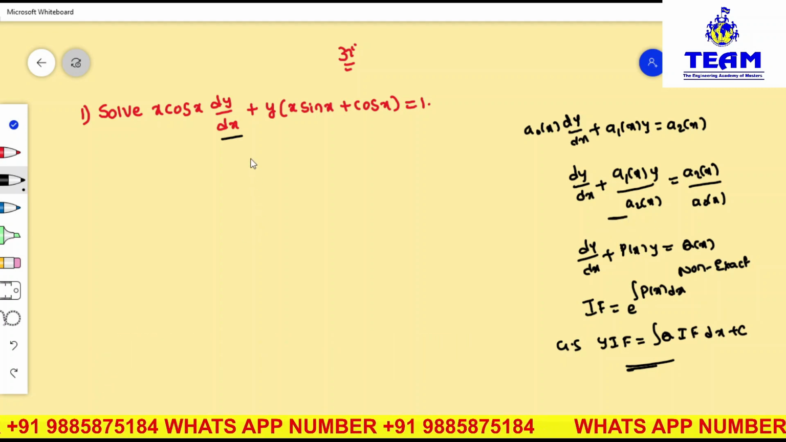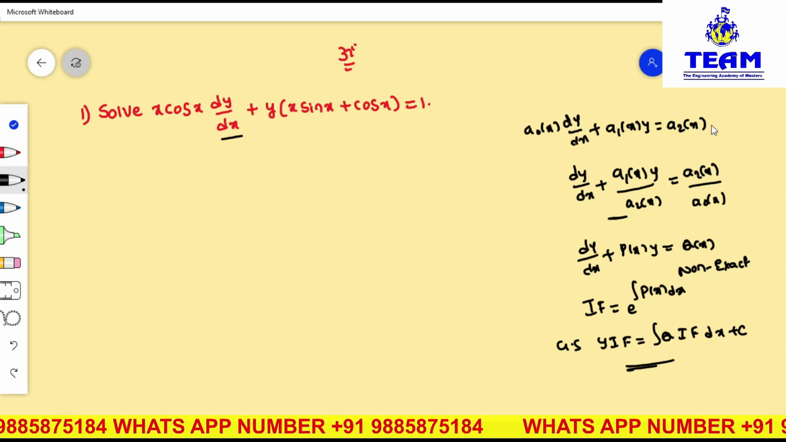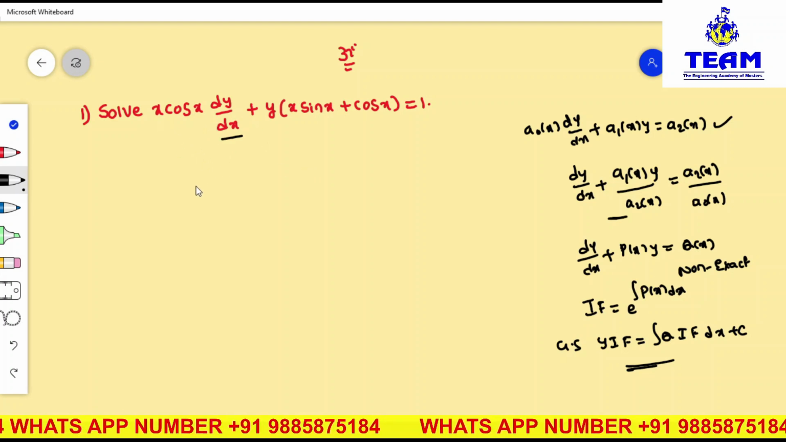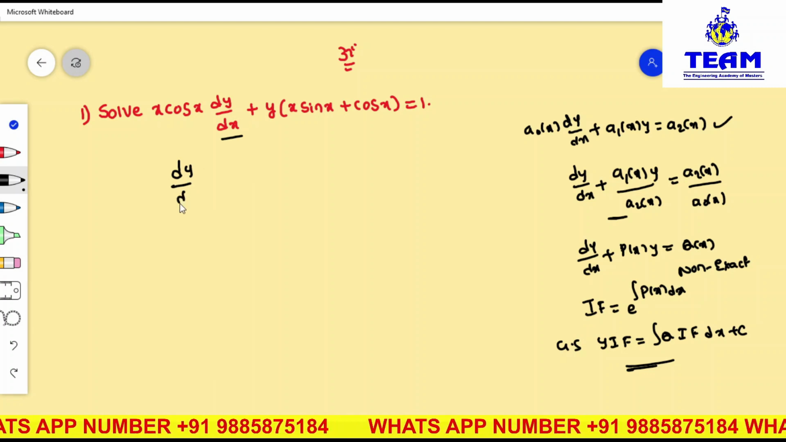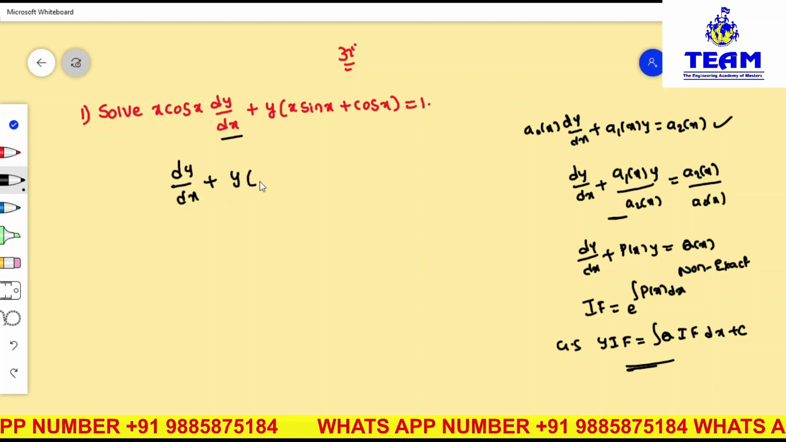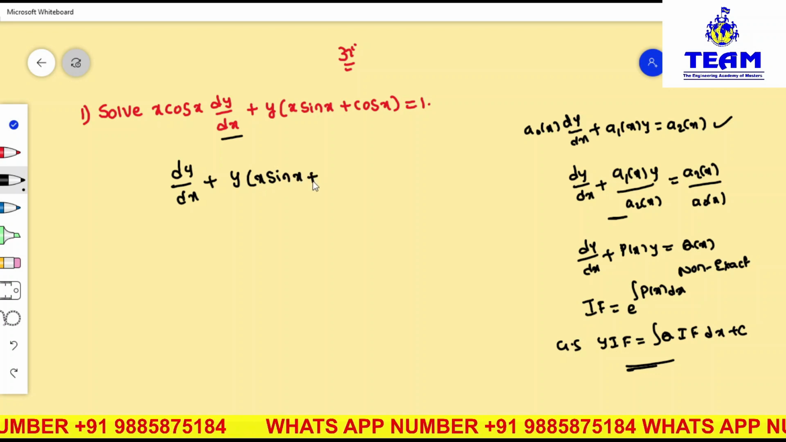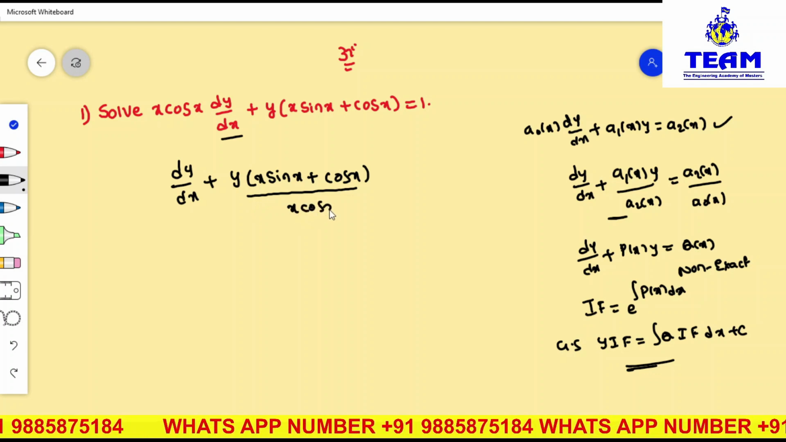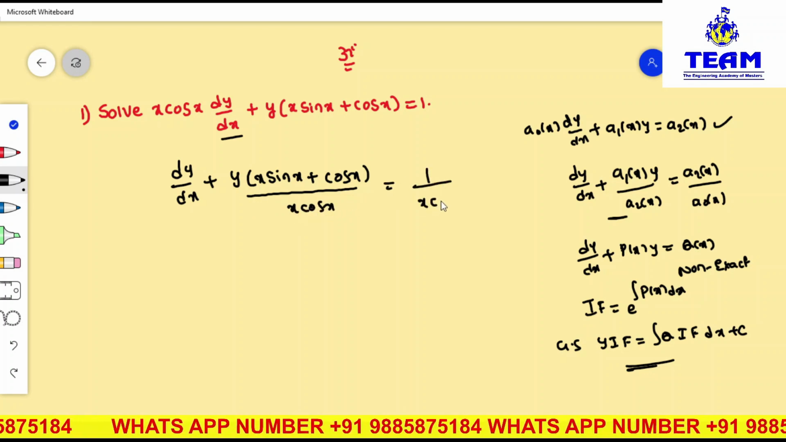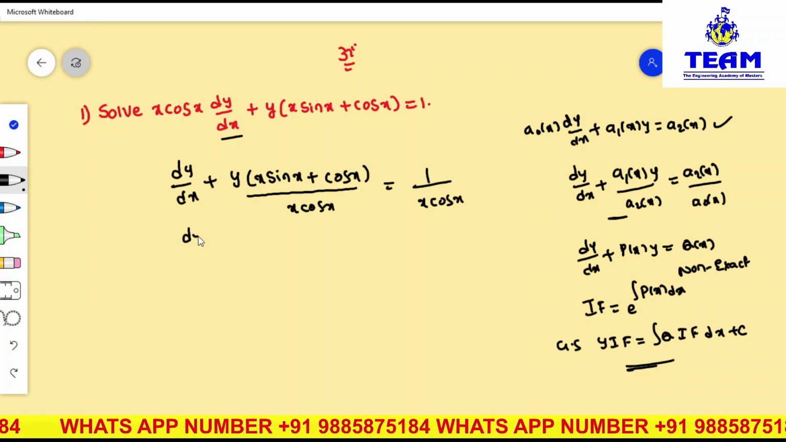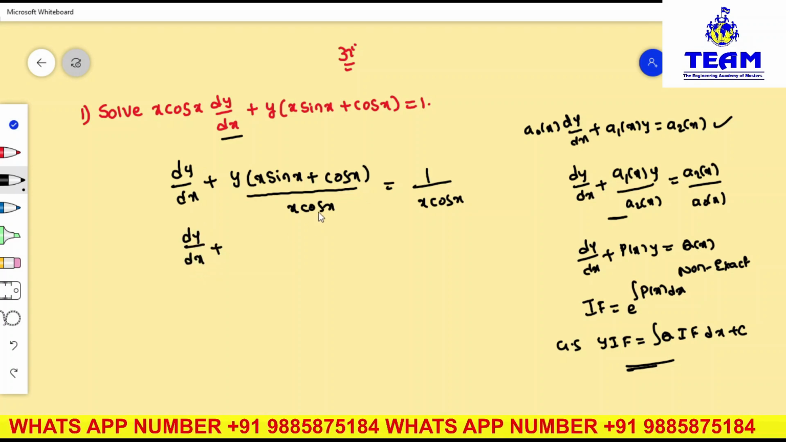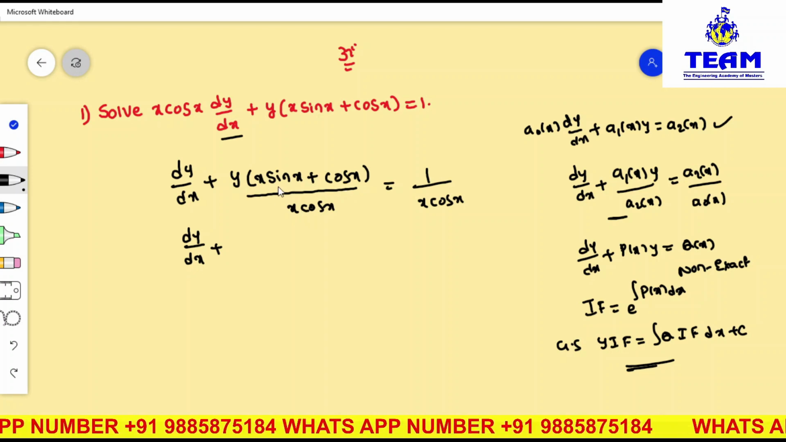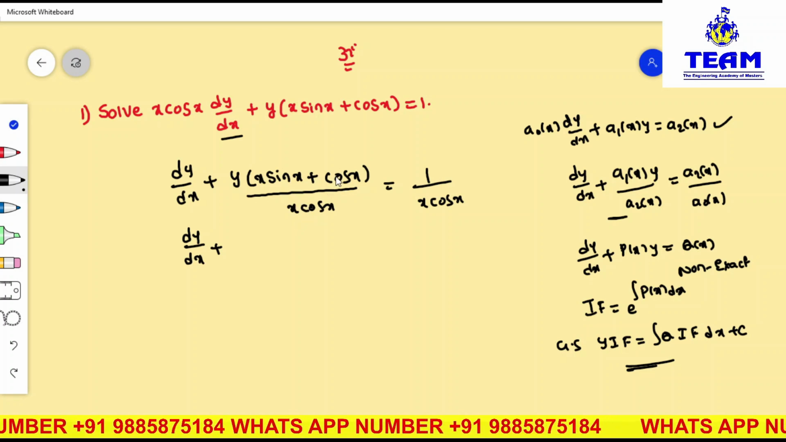Okay friends, now if you compare, this is in this form. Now, what to do? We have to rewrite, meaning divide by x cos x. Then we have dy/dx + y (x sin x + cos x) divided by x cos x is equal to 1 by x cos x. Here the numerator is x sin x plus cos x, in a plus b by c form, so write it as a by c plus b by c form.